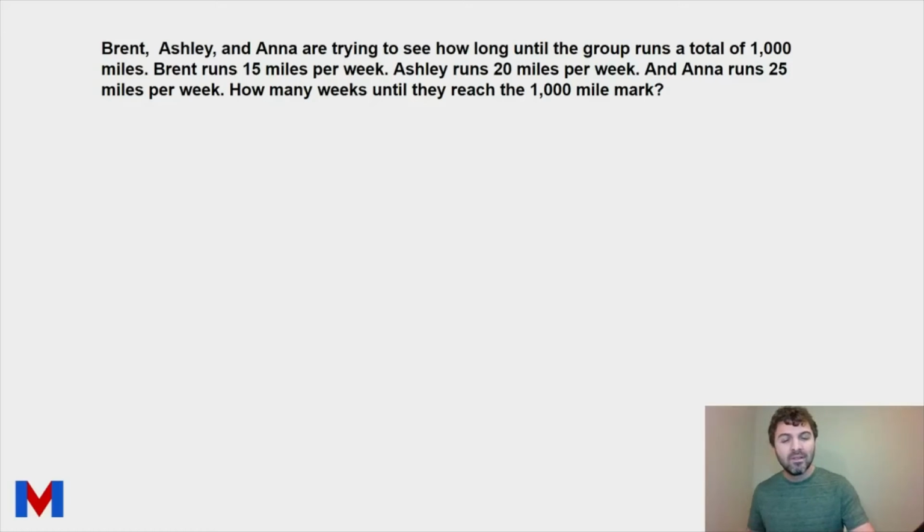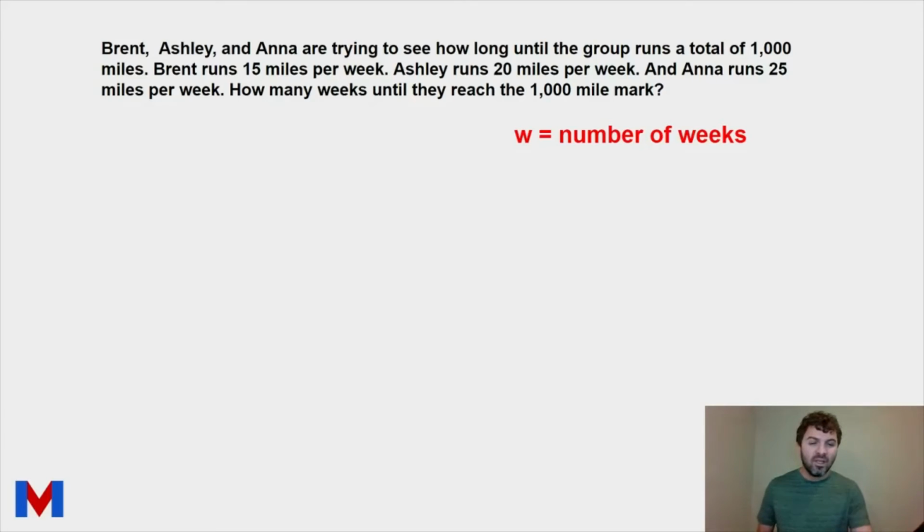All right. So again, we're writing an equation here probably. So I'll use W for number of weeks. Again, I could use R for running. It really doesn't matter. What does matter is the meaning, which is the number of weeks. So the equation that I wrote here is 15W plus 20W plus 25W equals 1,000.